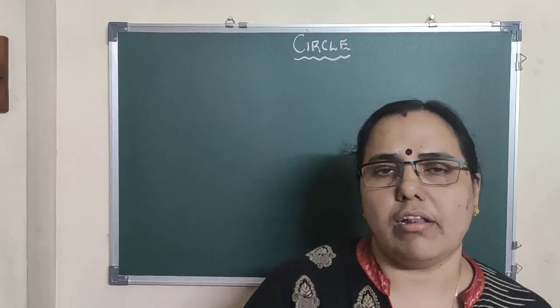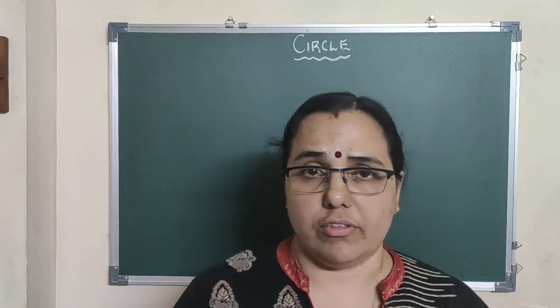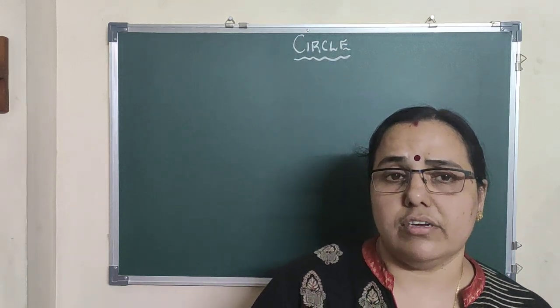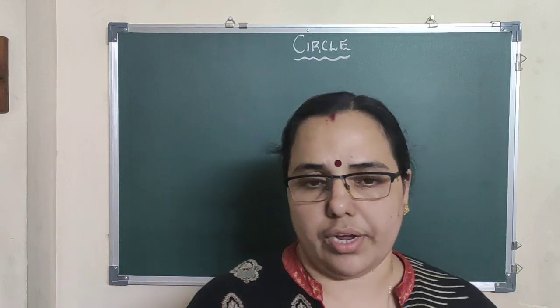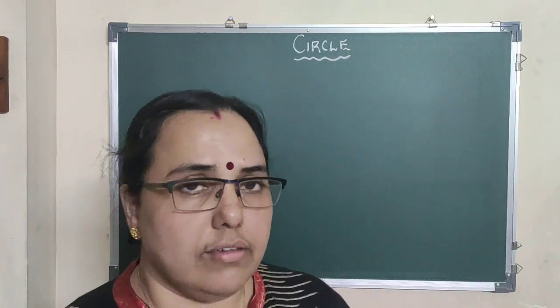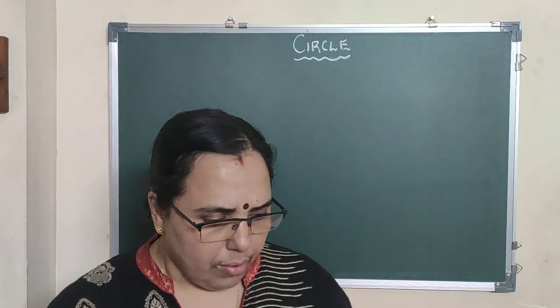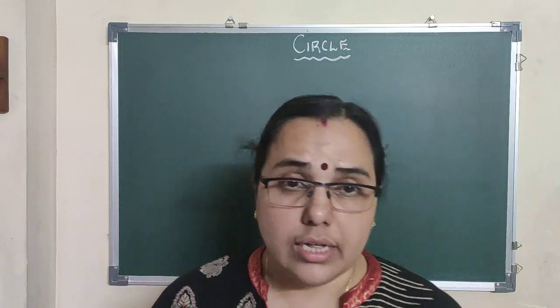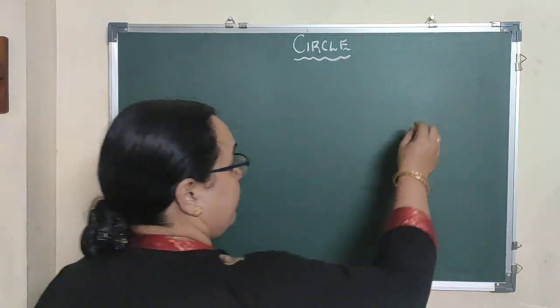Yes, children, let us learn the chapter of circle in which we have two types of construction, drawing an incircle and a circumcircle for the given triangle. So what is the incircle and what is the circumcircle? Let us understand that. For that, refer to page number 83 of your textbook. I'll just draw a rough figure for your reference.